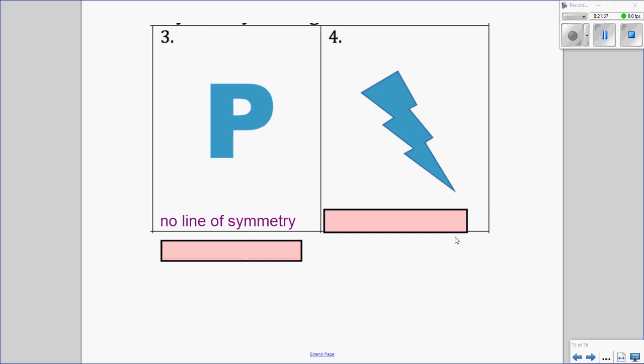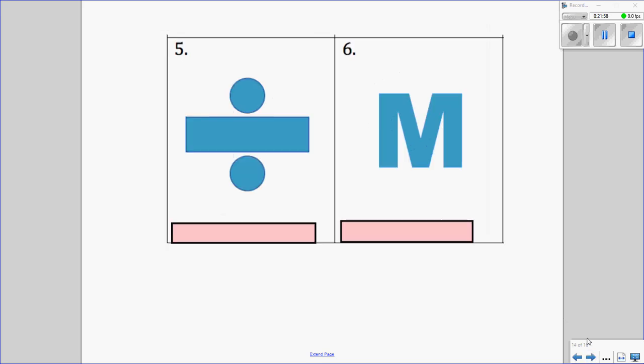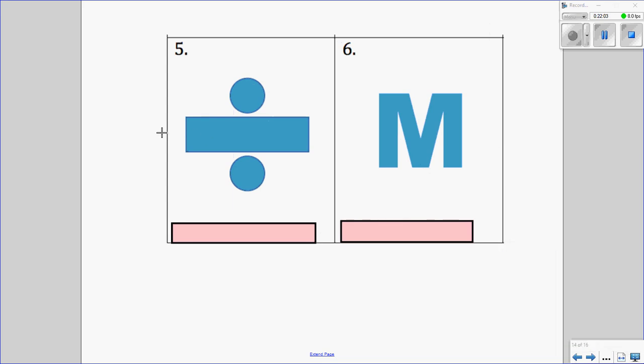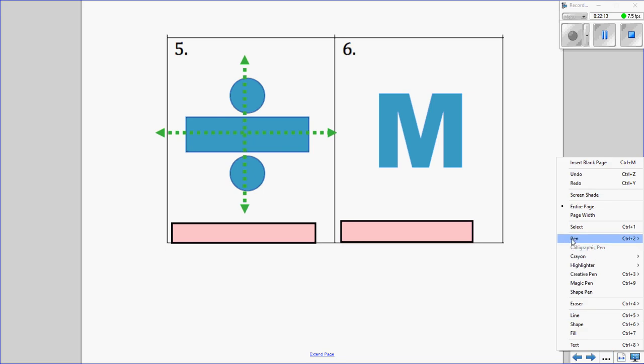How about this one? I think some of you would say, oh, there's 1 line of symmetry. You might think you could cut it right through here. But if you were to fold it, would this point match up to this point? Would it look the same? No. There's no line of symmetry. How about the division symbol? Yep, we got horizontally, and we can do it vertically. I know it's off, but you get the gist. So there are 2 lines of symmetry.